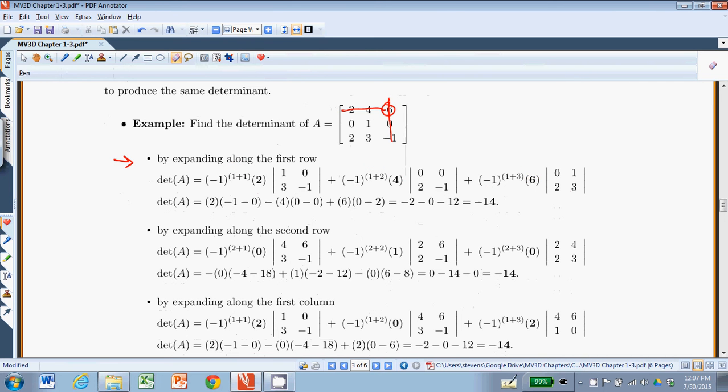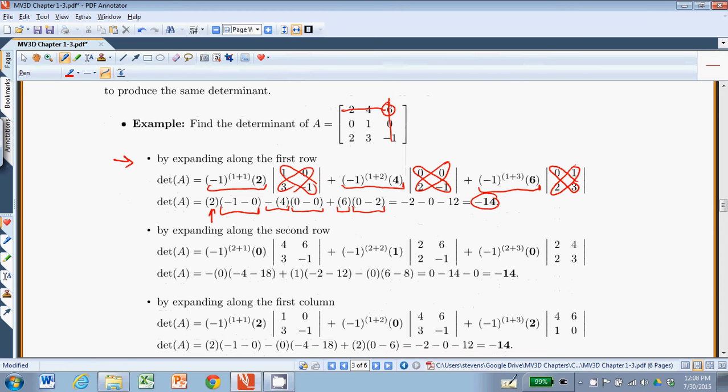Okay, so I come here, I have my 2 times -1 squared, so that's just 2. The determinant of this matrix is -1 minus 0. And then this is 4 times -1 cubed, so that's -4, times the determinant of this matrix, which is 0 minus 0. And then I have 6 times -1 to the 4, so that's just 6, times this determinant, which is 0 minus 2, right there. So you distribute, add, subtract, you get -14.